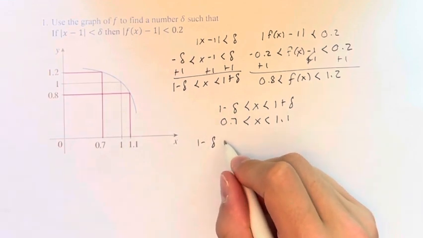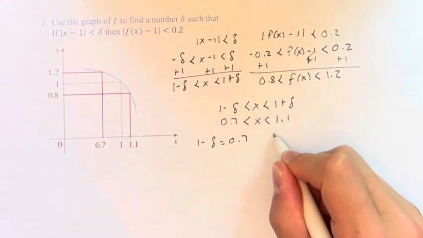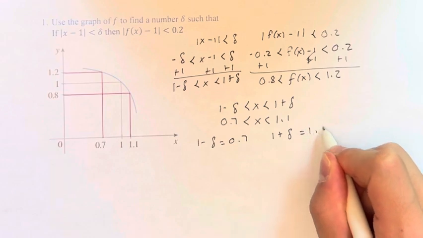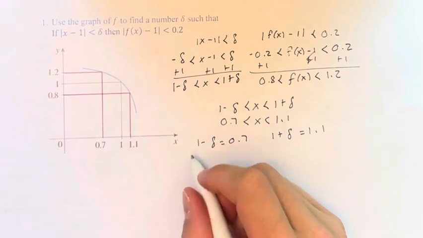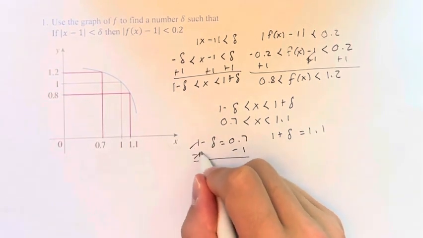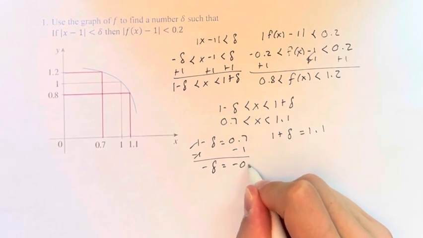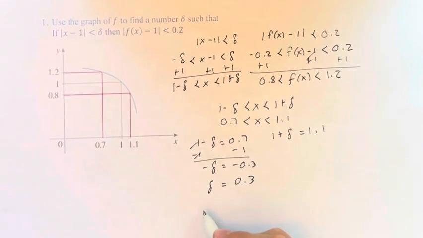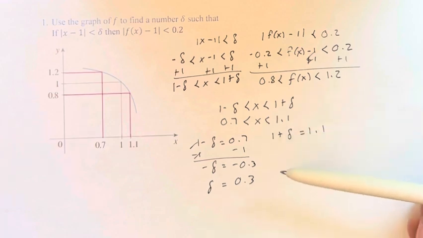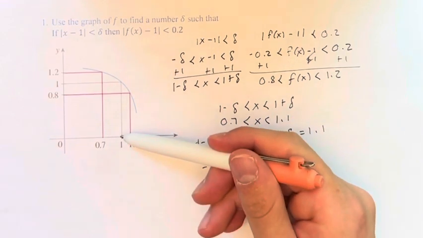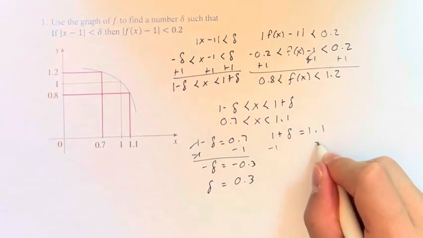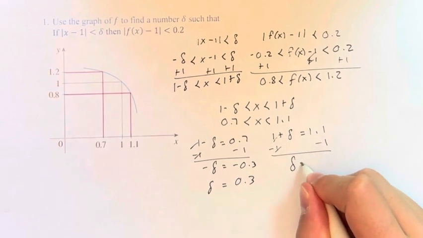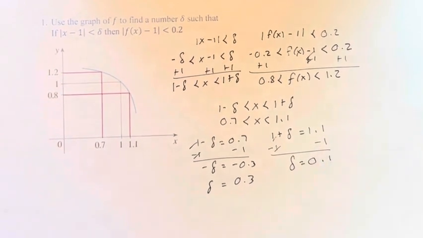So if we say 1 minus delta is equal to 0.7 and 1 plus delta is equal to 1.1, solving for delta here, we can see that delta equals 0.3 if we're looking in the negative direction from 1. And solving this, we get that it's equal to 0.1 if we're looking in the positive direction.